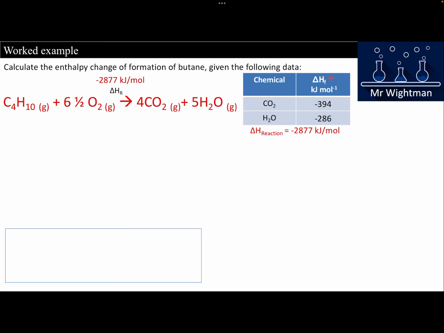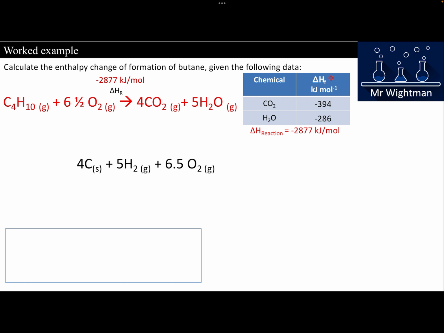Here's another worked example before I give you a set of exam questions. Calculate the enthalpy change of formation of butane given the following data. In this reaction, we are actually presented with the enthalpy change of the reaction, and just utilising products minus reactants can be quite useful, because then we can just rearrange the equation.